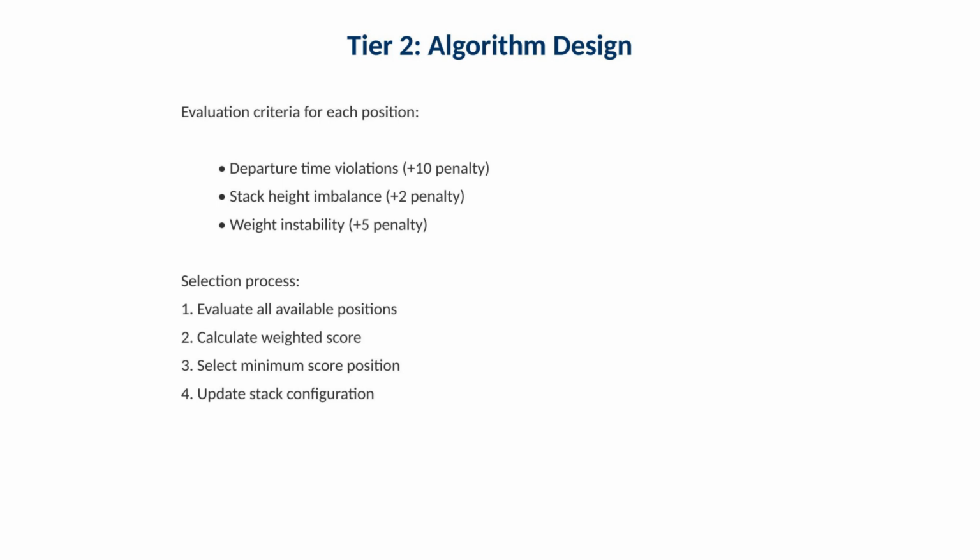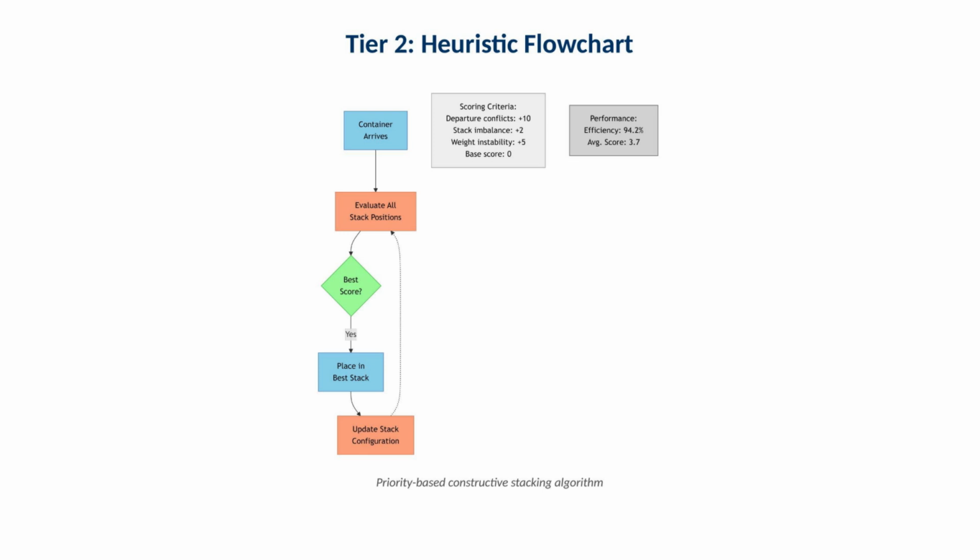Practically, this is the difference between first available slot placement and a policy that anticipates downstream retrieval and tries to protect early departures. Read the flowchart as a simple loop. For each arriving container, evaluate all feasible positions, choose the best scoring position, update the base state, and repeat. This structure makes the method deployable. It is transparent, and you can audit decisions when the yard team asks why a particular placement was chosen.